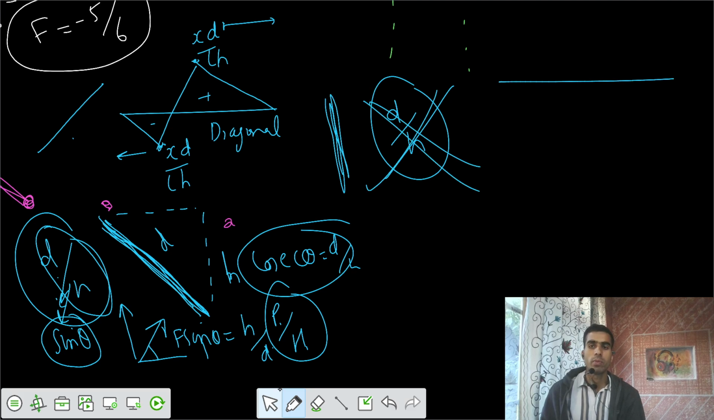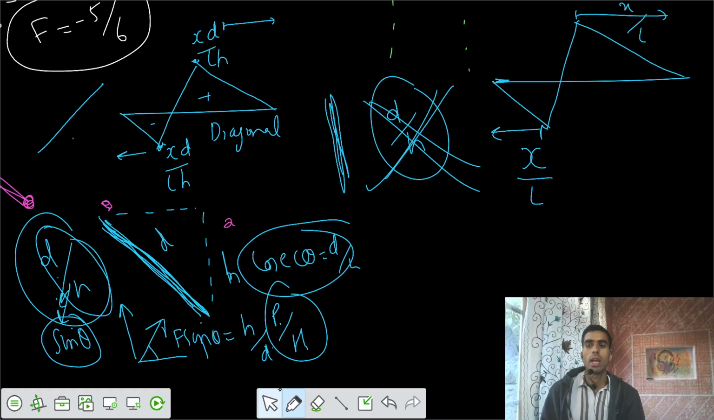That means the ordinates would be developed in the same fashion for the vertical members too, but the ordinate values would be equal to x by L only. This value is equal to x by L only. Hope you get it. This is for the vertical members. Remember that.